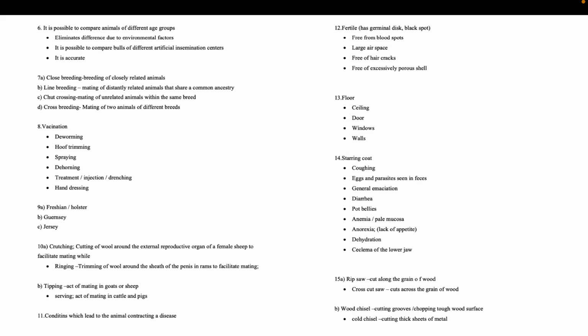8. Vaccination. Deworming. Hoof trimming. Spraying. Dehorning. Treatment, injection, drenching. Hand dressing. 9A. Friesian, Holstein. B. Guernsey. C. Jersey. 10A. Crutching, cutting of wool around the external reproductive organ of a female sheep to facilitate mating, while ringing, trimming of wool around the sheath of the penis in rams to facilitate mating.